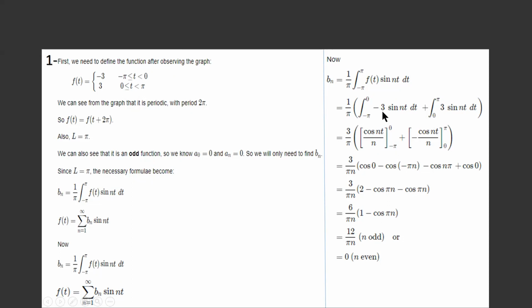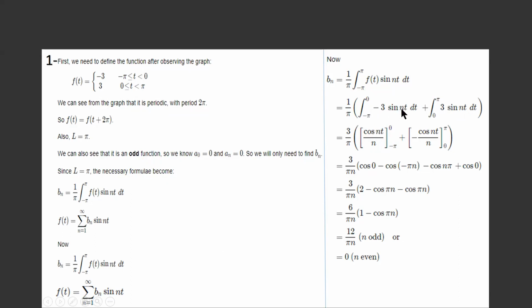From minus pi to 0, I know my function is minus 3 multiplied by sine nt, because this is the definition of the coefficient Bn, plus integrating from 0 to pi, where the function is 3, multiplied by sine nt dt. This is an easy integration because you take this minus 3 outside and integrate only sine. The integration of sine is minus cosine. This is why the negative sign disappeared. You have cosine nt over the derivative of the angle nt.